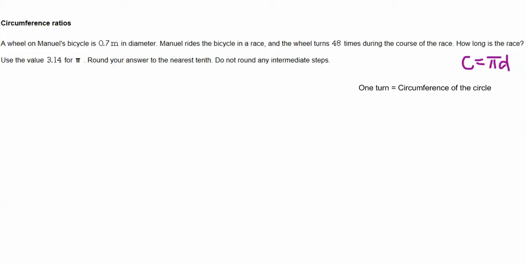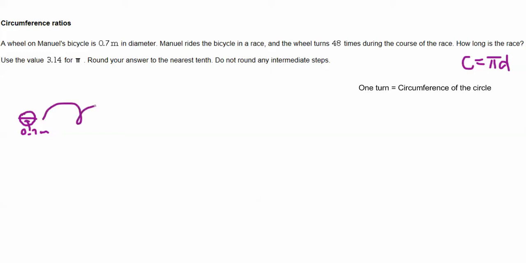So that means that we're not going to round in the process, but only at the very last step. With all of these questions, I think it's best to draw yourself a picture so you can wrap your mind around what they're talking about. So we're talking about Manuel. He has a bicycle. One of his wheels has a diameter of 0.7 meters. A nice sized tire, 0.7 meters.